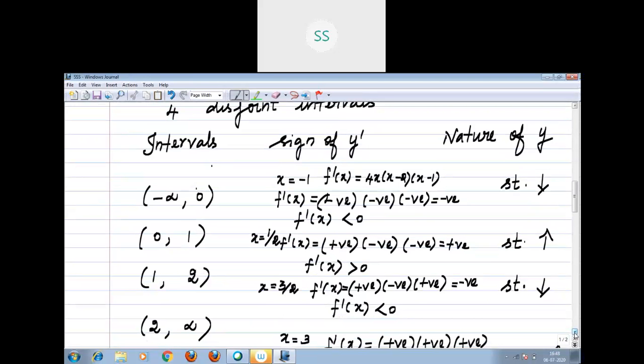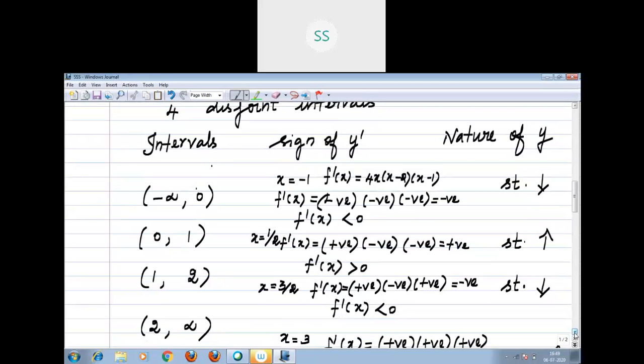Then for 0 to 1, I assign the value x is equal to 1 by 2. When I substitute x is equal to 1 by 2 in the derivative, I arrive at a positive value. So the derivative is greater than 0. That means strictly increasing. You know very well, right children?